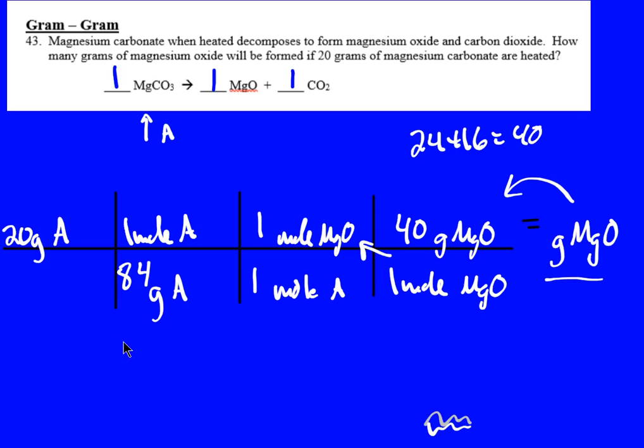20 times 40 divided by 84. Does anyone have that number? 9.5 is the right answer. Sweet. We'll put that in a box.